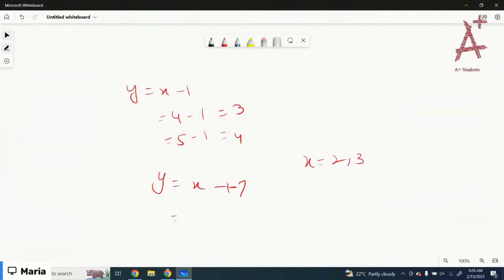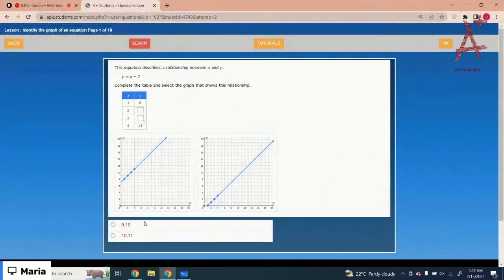So just replace the x with the value. It would be 2 plus 7, so 2 plus 7 equals 9. Got it? You have to calculate for 3. It would be 3 plus 7. So 7 plus 3 is 10. Got it? So that means the missing values are 9 and 10.